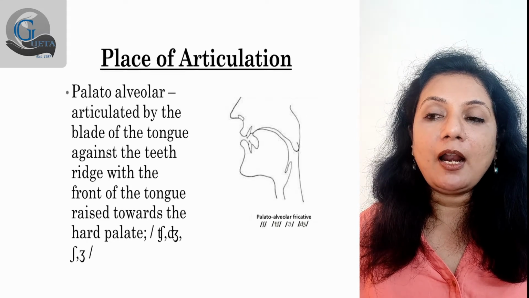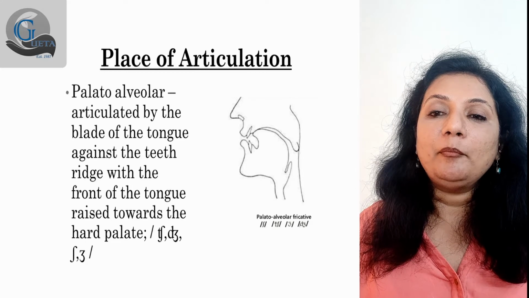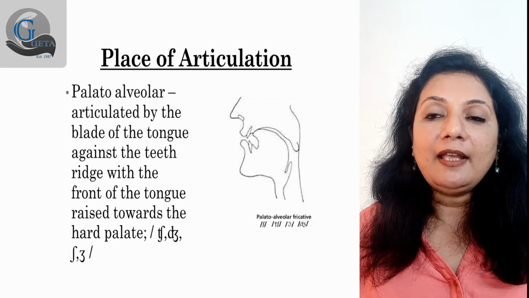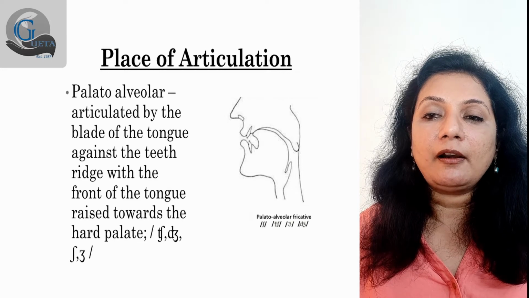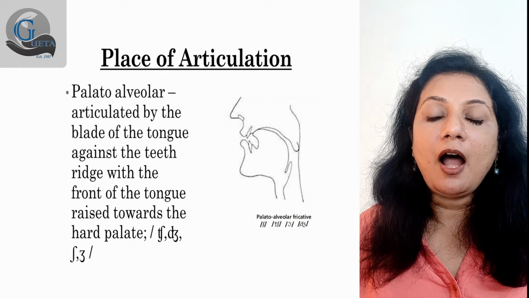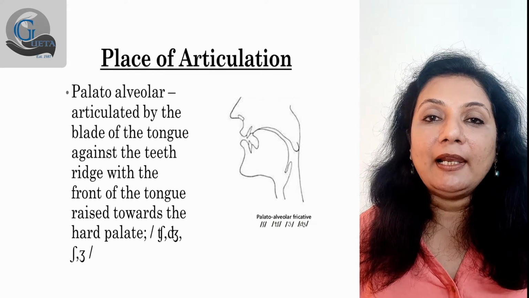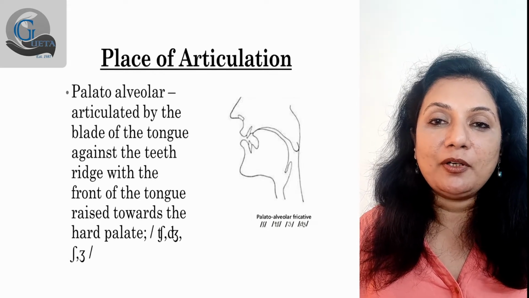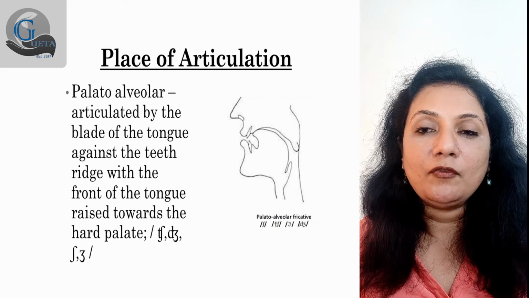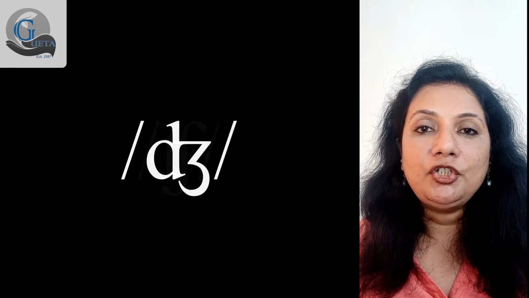Palato-alveolar sounds are articulated by the blade of the tongue against the teeth ridge with the front of the tongue raised towards the hard palate. That is why it is known as palato-alveolar sound. Listen to the sounds of palato-alveolar. Ch, j, sh and zh.